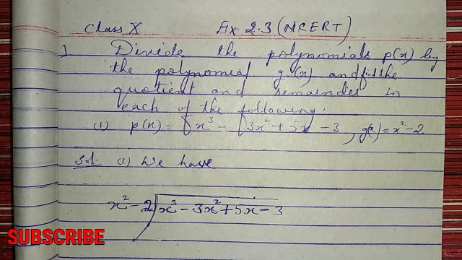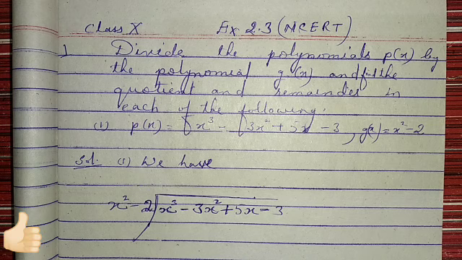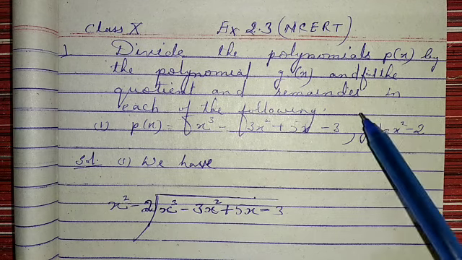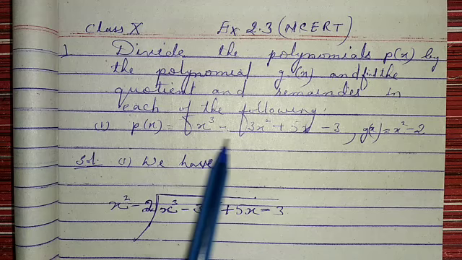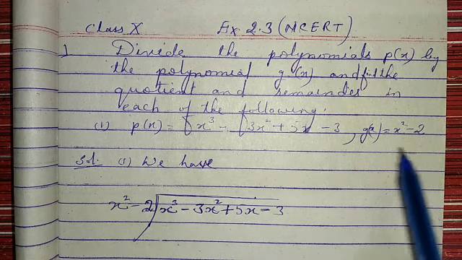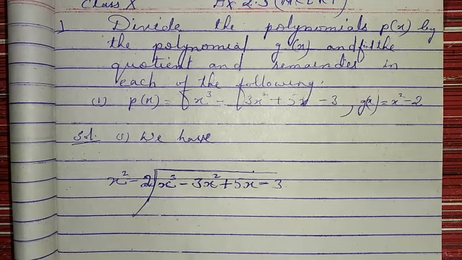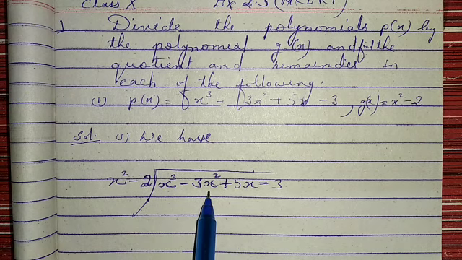Let us solve question number 1 of exercise 2.3 NCERT class 10. Question is, divide the polynomial p(x) by the polynomial g(x) and find the quotient and remainder in each of the following. p(x) is x cube minus 3x square plus 5x minus 3 and g(x) is x square minus 2. So let us divide x square minus 2 and this is x cube minus 3x square plus 5x minus 3.